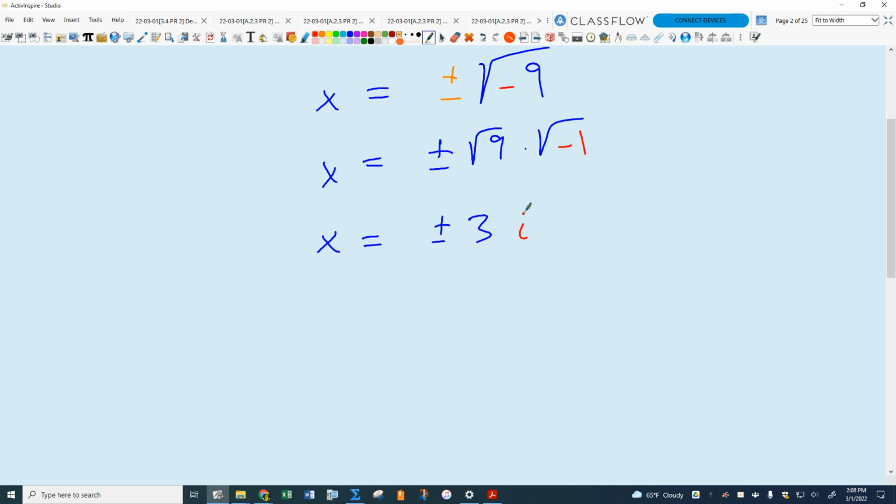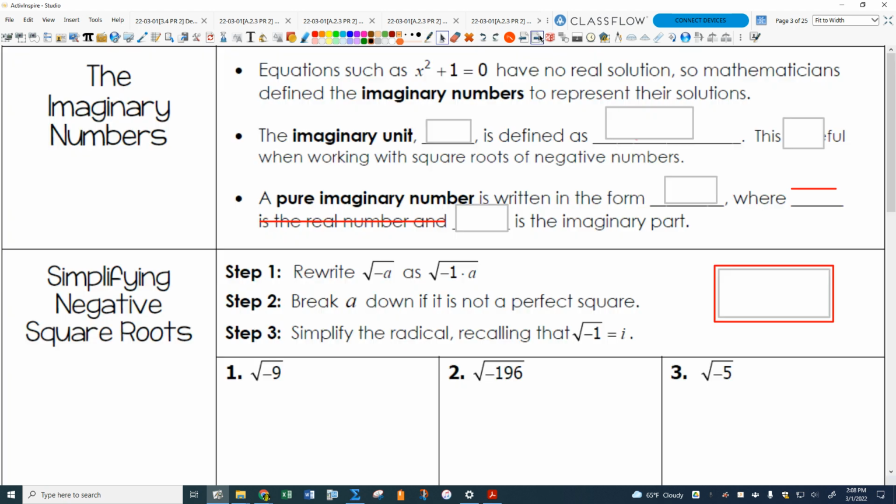Okay, so if we go to our notes, I think that's what we've got on the next page. We'll duck here, and then we'll come back and look at some applications of this again later. The imaginary unit, i, is just defined as the square root of negative 1. It's just not a real number. This is useful when working with square roots of negative numbers, obviously.